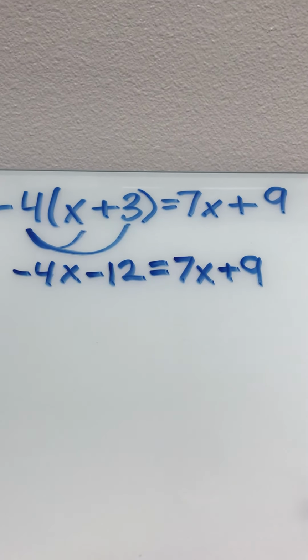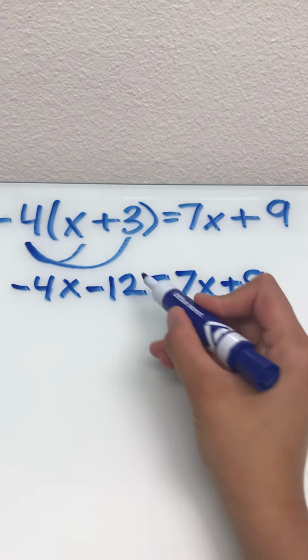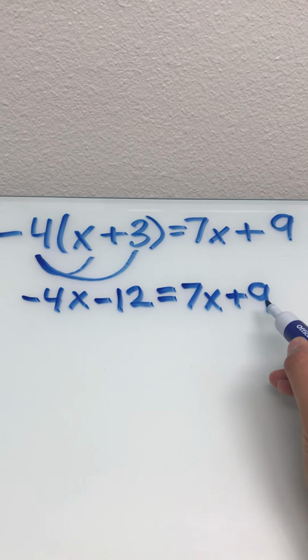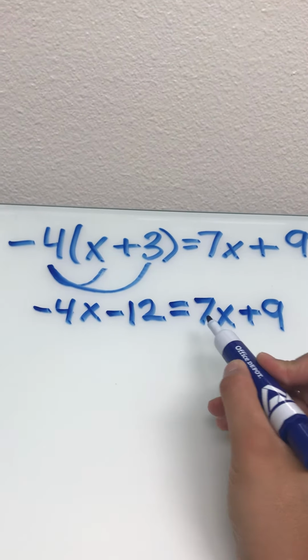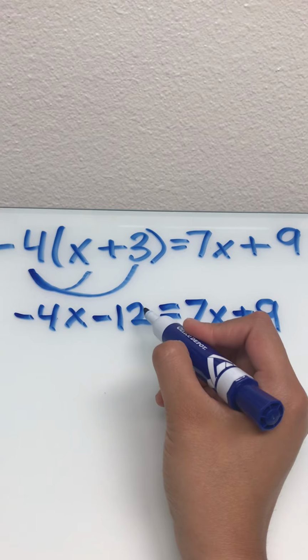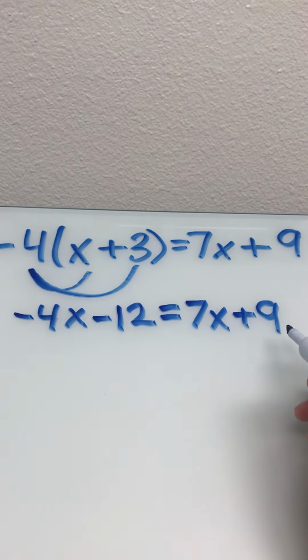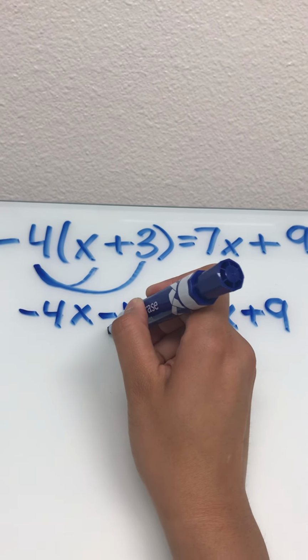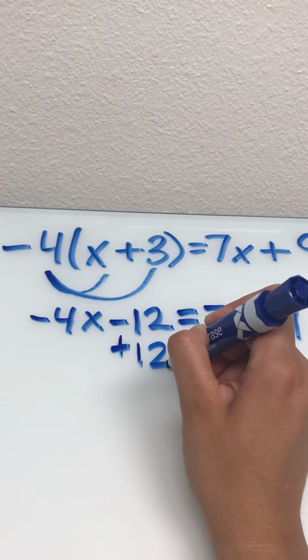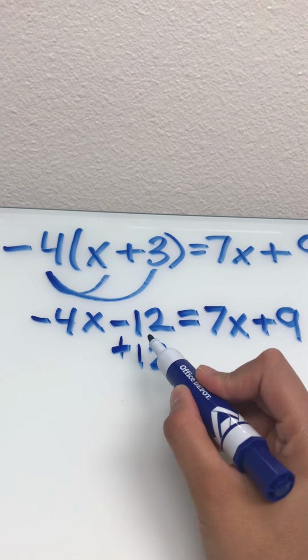Next, we want to combine like terms. Here the 12 and the 9 are like terms, and the -4x and the 7x are like terms. We just want to get one on one side of the equal sign and the other on the other side. Let's start with our regular numbers. In order to get this to the other side of the equal sign, we simply do the opposite. So instead of subtracting 12, we are going to add 12. And whatever we do to one side of the equal sign, we need to do to the other side of the equal sign.